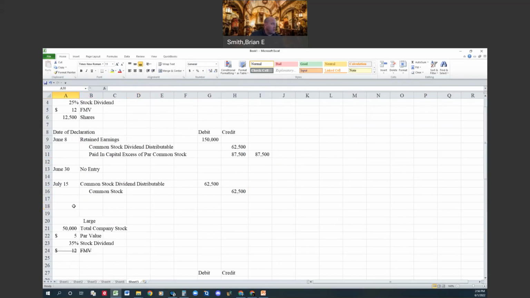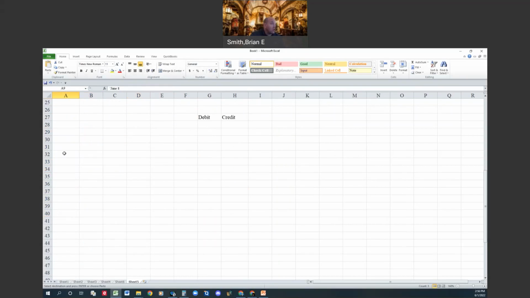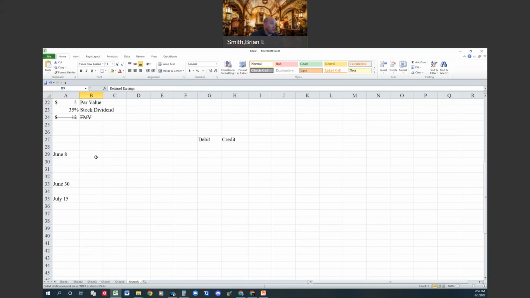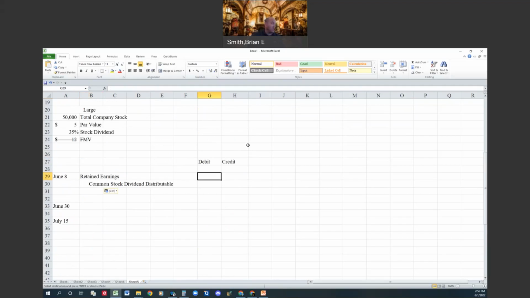A large stock dividend is very simple. Let's use the same dates. On June 8th, we have a liability we're creating. We're going to use the same accounts here: retained earnings and common stock dividends distributable. How many shares are we issuing? We're going to take 50,000 and multiply it by our stock dividend, to get the shares to be issued. Then we multiply the total shares we're issuing times the par value, and that is it. We are not going to be doing any additional paid in capital for this type of issuance.